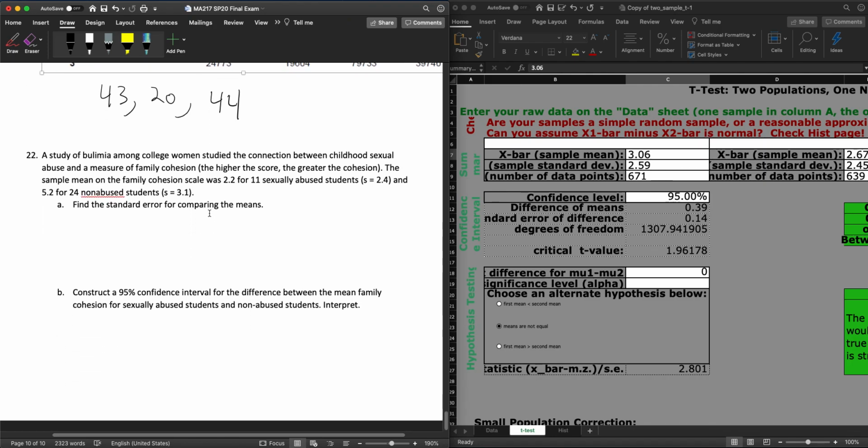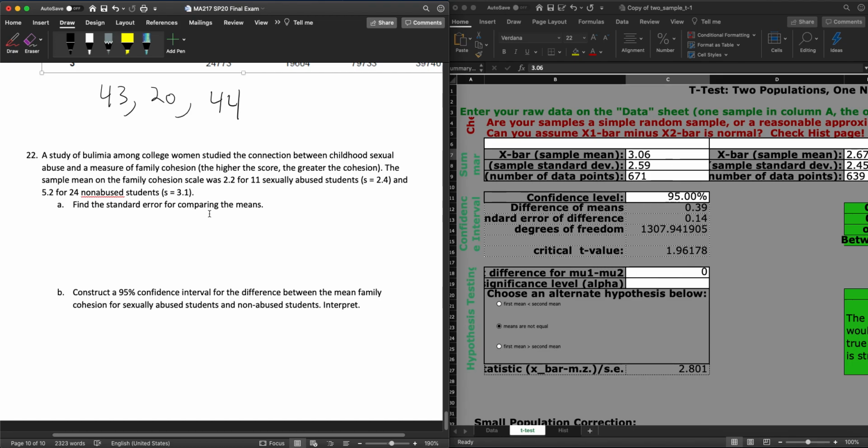Then for question number 22, we have a study of bulimia among college women studied the connection between childhood sexual abuse and a measure of family cohesion. The higher the score, the greater the cohesion. The sample mean on the family cohesion scale was 2.2 for 11 sexually abused students, a sample standard deviation of 2.4, and 5.2 for 24 non-abused students, sample standard deviation of 3.1.